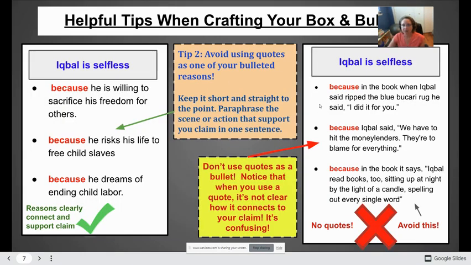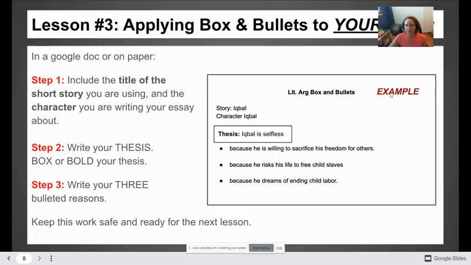So just a review again. Remember, the reasons are big ideas. The reason Iqbal is selfless is because he's willing to sacrifice his freedom for others. It is not, my reason is when Iqbal ripped the blue Bakari rug, he said, I did it for you. That would be specific text evidence that would then go into my supporting details. It is not my bullet itself, it is the supporting details under that bullet. So you could still save it for that paragraph, but this is not the place we want it.